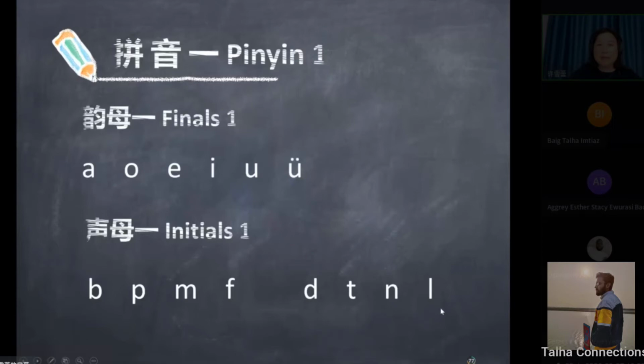T. Now, for these two, the difference between them is when you pronounce n, you may feel that the air tries to come out from your nose. So your nose is involved in the pronunciation. N, n. But for this one, your nose doesn't work in its pronunciation, or the air doesn't come from your nose. It is your mouth, your tongue works together. L, l. Okay. Let's read it one more time.